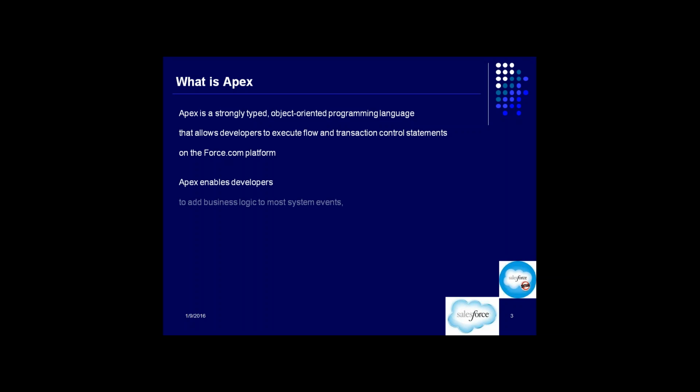Apex enables developers to add business logic to most of the system events. So what does Apex do? It will allow the developers to add business logics to the system events. System events can be events like when a record is being created, when a page is being loaded, when a button is being clicked. So it helps you add some logic to your system events, including button clicks, related record updates, and Visualforce pages. So it allows you to add logics to buttons, pages, record updates. So that's what we do with Apex.